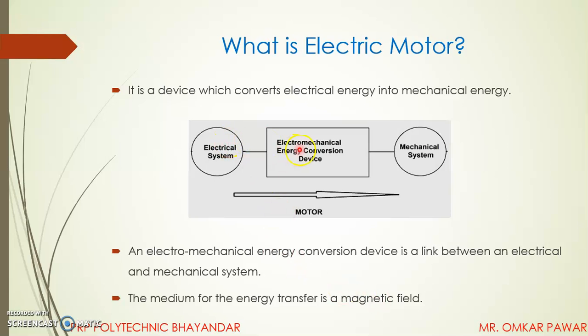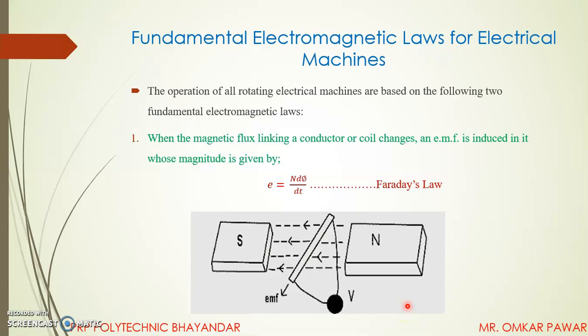So basically it is an electromechanical energy conversion device which converts electrical energy first into magnetic field, and that magnetic medium is converted again into mechanical energy. So the medium for the energy transfer is a magnetic field. So these are the fundamentals of electromagnetic laws for electrical machines.